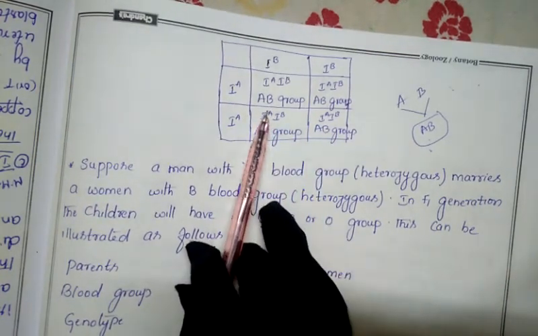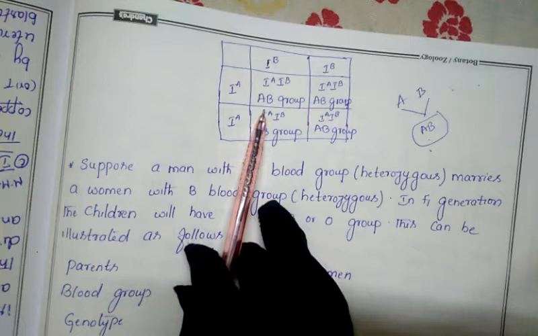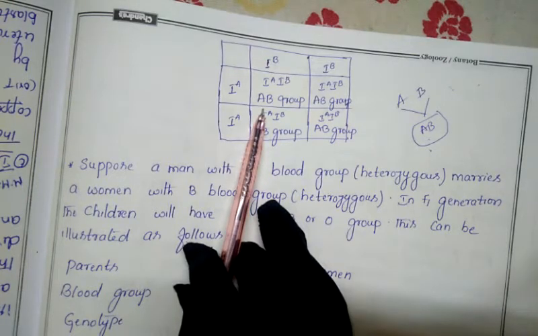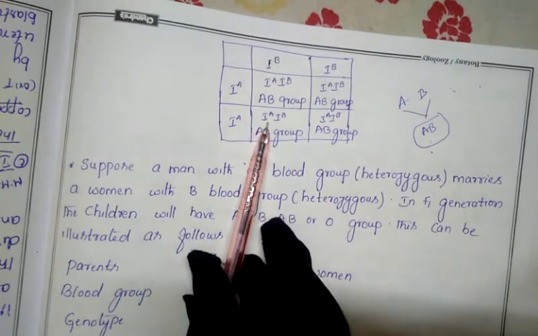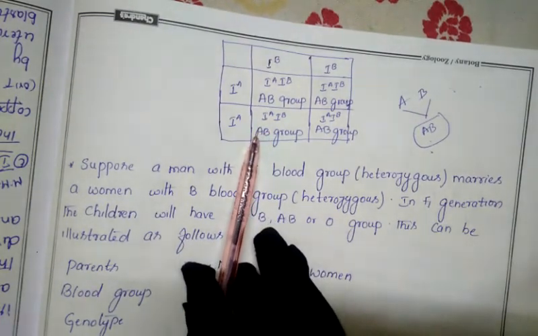So how many children will get which type of blood group? All the children will get the AB blood group only. The children will get the AB blood group when the parents are in a homozygous condition.